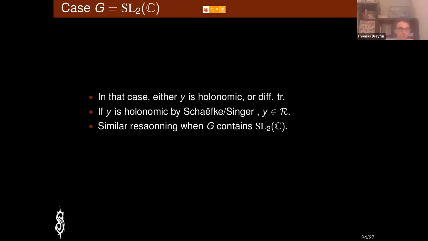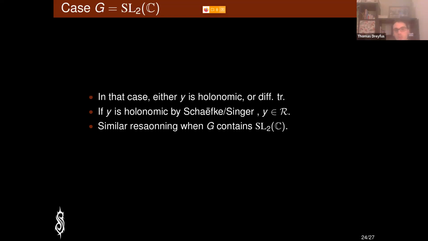In the last situation, J contains SL2, so it's the big difference Galois group case. And in that case, either Y is holonomic or differential transcendental. It's the use of the classification by Cassidy of differentially algebraic groups. And if Y is holonomic, by Schäfke-Singer, Y belongs to the very small field, because they also deal with the case S. So they prove that in that situation you are exponential. And then you are done.